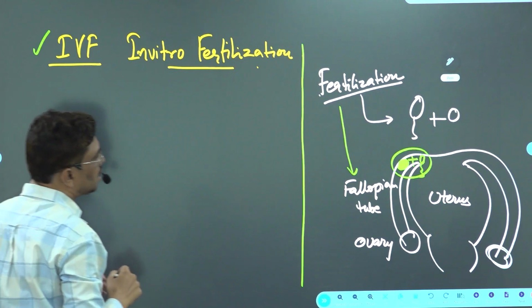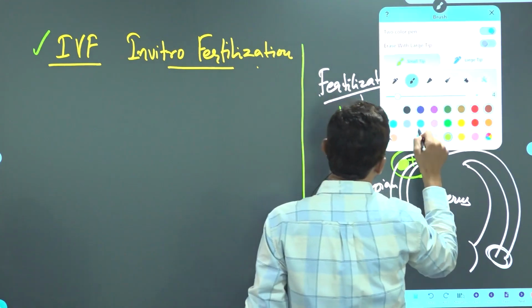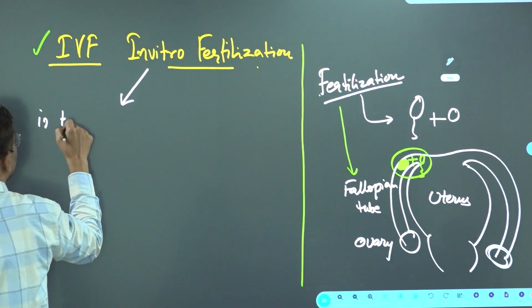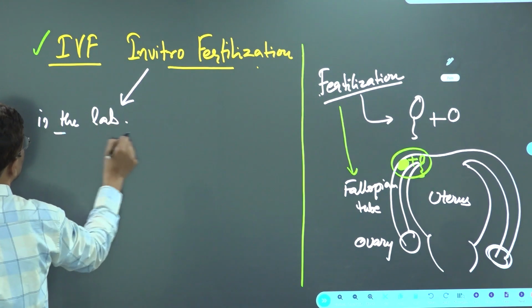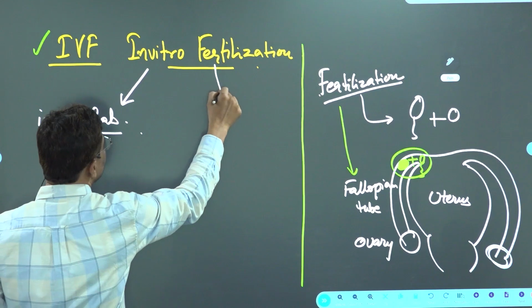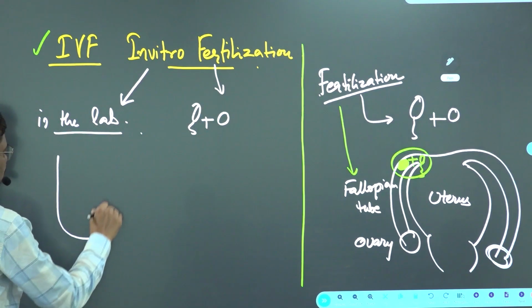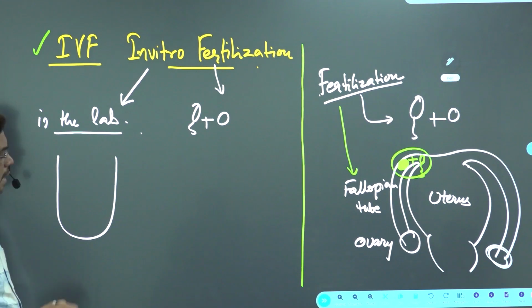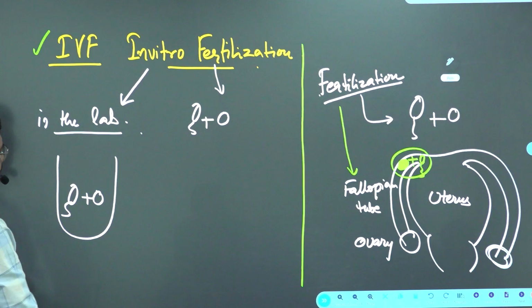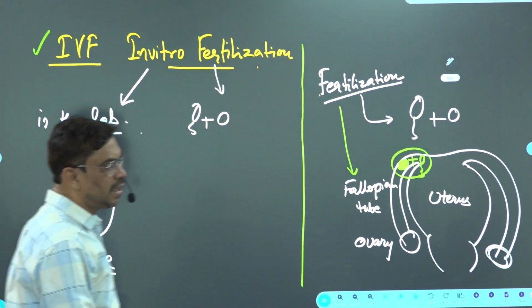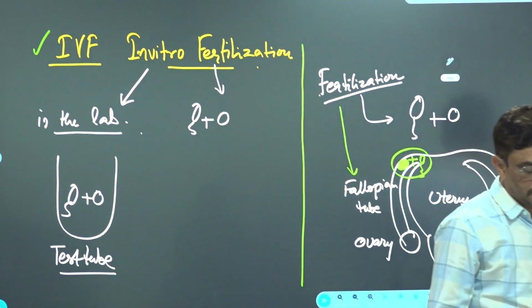In vitro fertilization. What is meant by in vitro? In vitro means in the laboratory. Fertilization means union of male and female gametes. In this in vitro fertilization process, a healthy sperm is collected from the father and an ovum is collected from the mother, and these two get fertilized in the test tube in the laboratory.